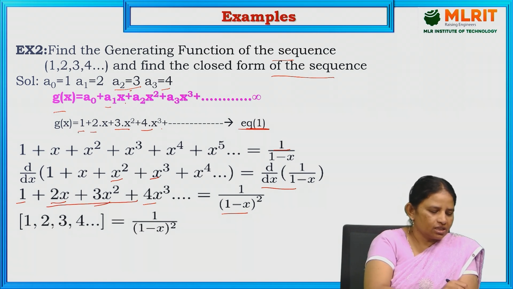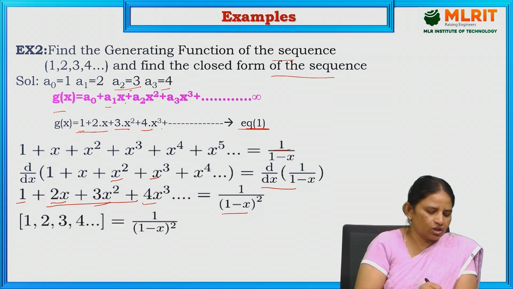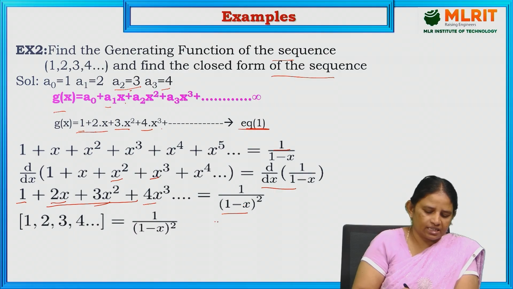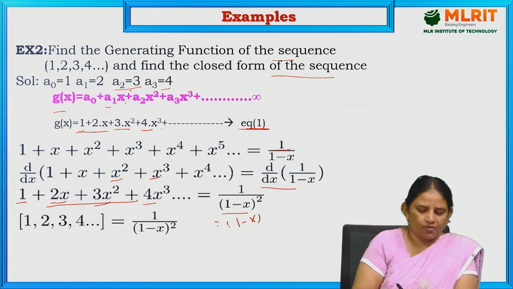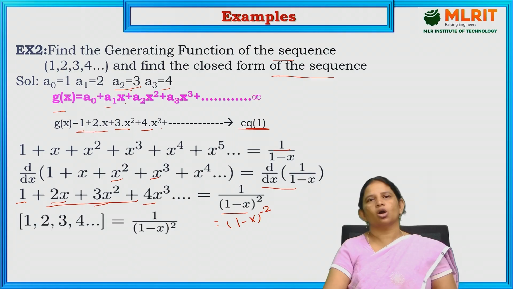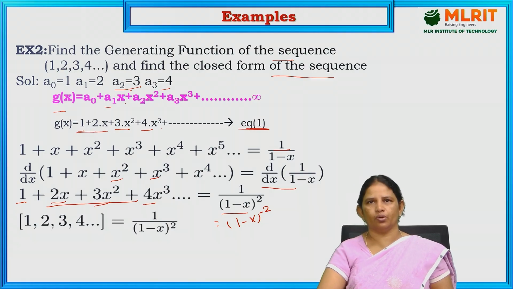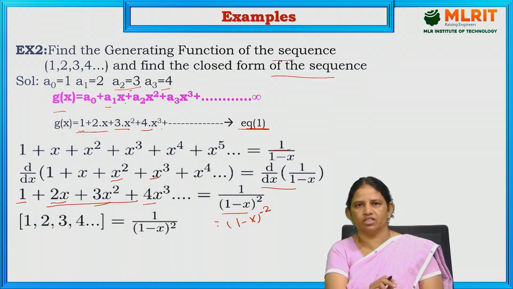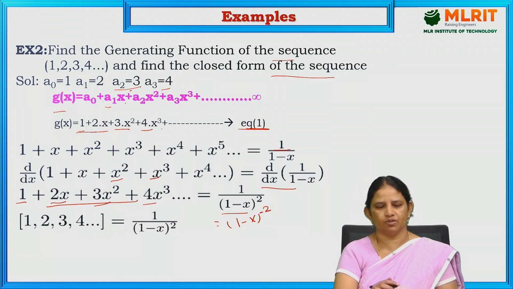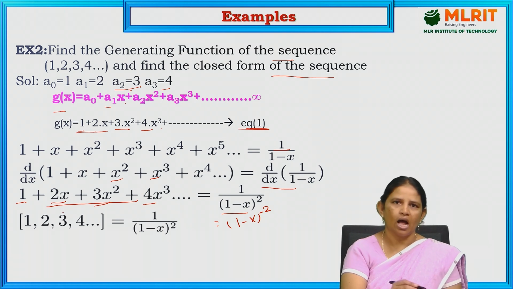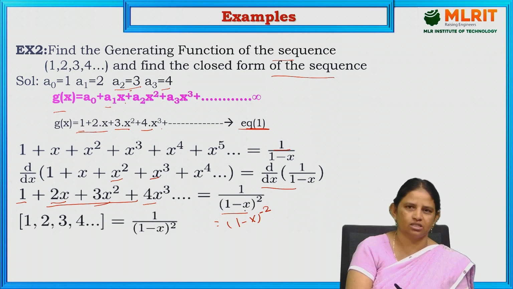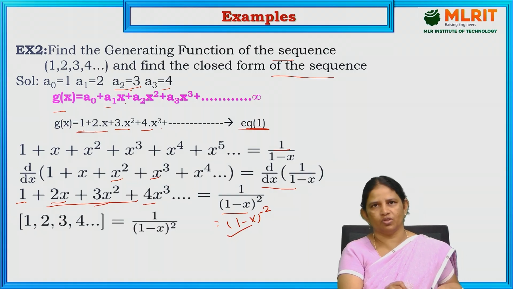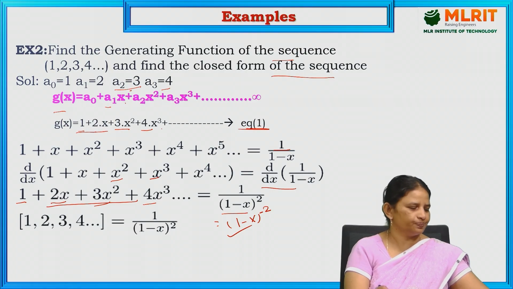Okay. So already, what are the terms? 1 plus 2x plus 3x square plus 4x cube; the coefficients are 1, 2, 3, 4. That equals 1 by (1 minus x) whole square, which is written as (1 minus x) whole to the power of minus 2. This is the closed form for the generating function 1, 2, 3, 4. For that we have to take the derivative on both sides. So we get the coefficients 1, 2, 3, 4 and the corresponding value 1 by (1 minus x) whole square, written as (1 minus x) whole to the power of minus 2. This is the closed form of the generating function 1, 2, 3, 4.